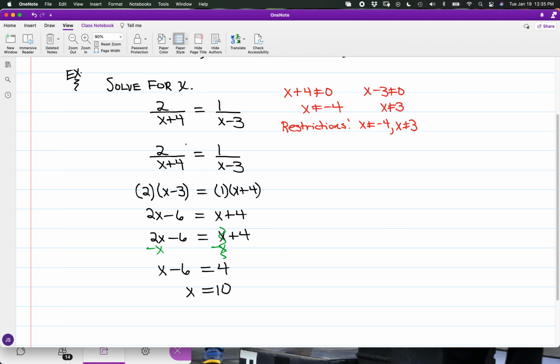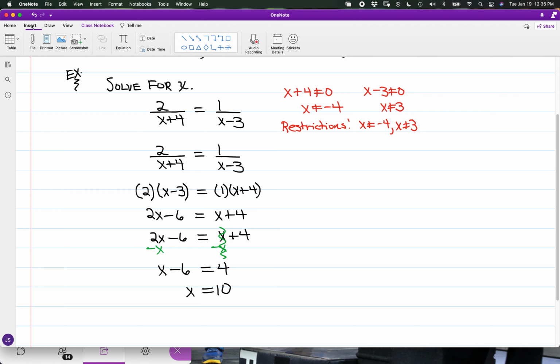You can also check: 2 over 10 plus 4 is 2 over 14, and 2 over 14 is reducible to 1 over 7. And to the right, 1 over 10 minus 3 is also 1 over 7. So the value of x that makes 2 over x plus 4 equal 1 over x minus 3 is 10.